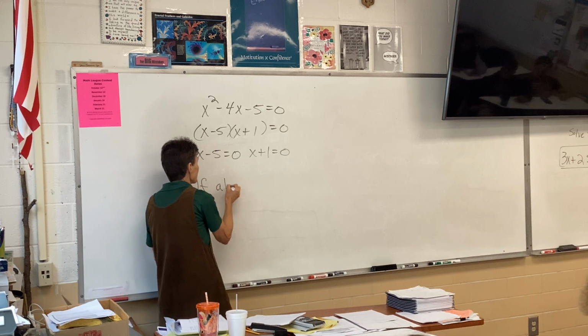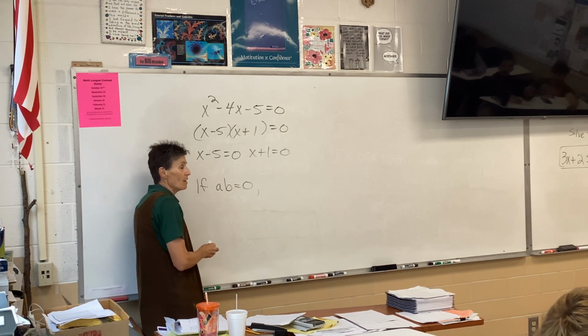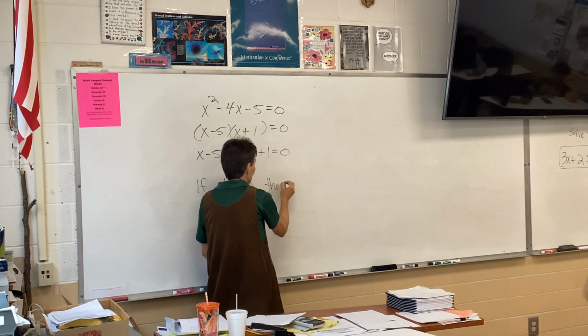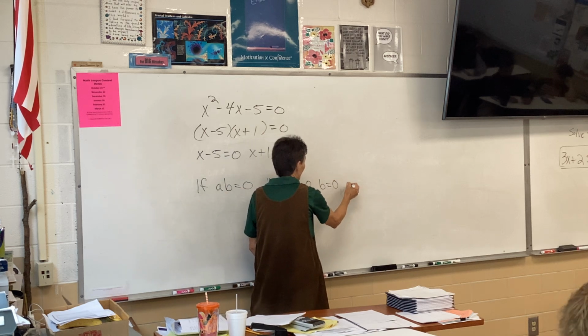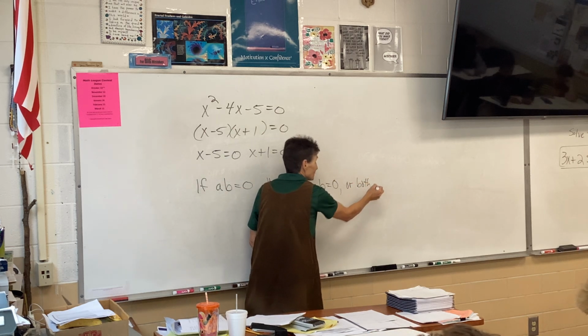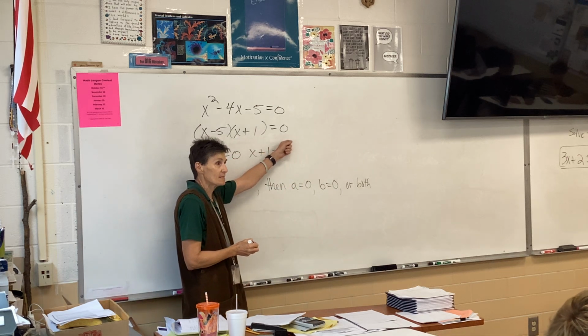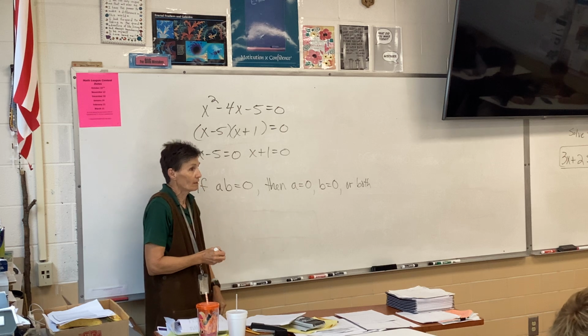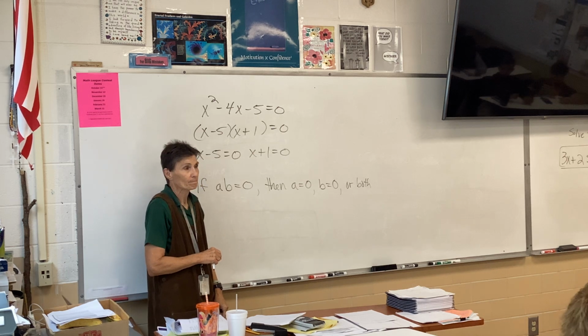If A times B equals 0, then what? Either A is 0, B is 0, or both, right? The only way you can multiply two things and get 0 is if at least one of them is 0. That's the zero product property.